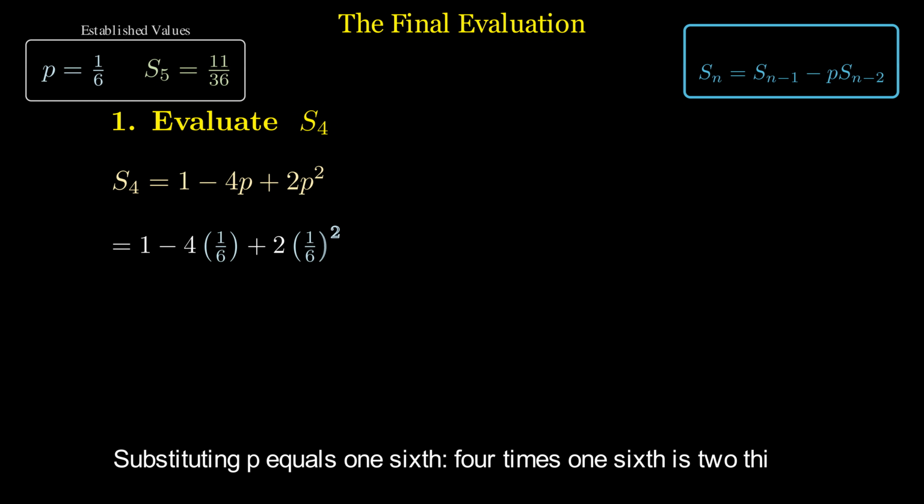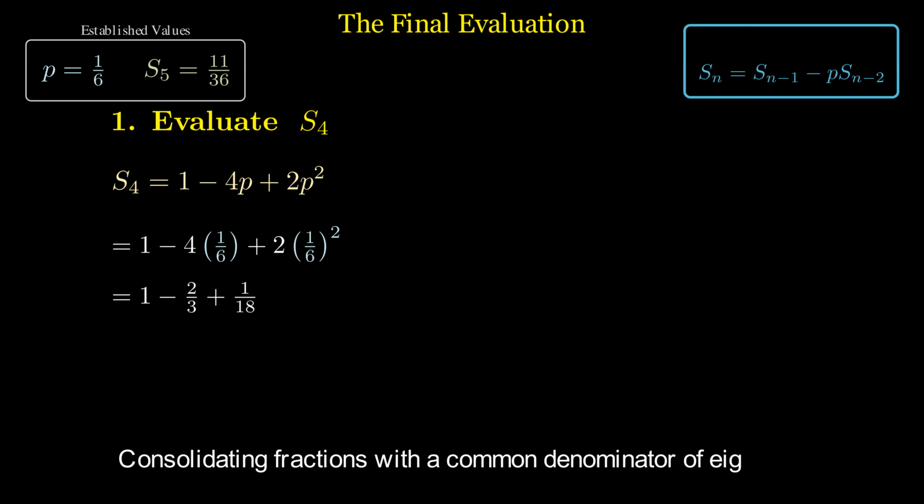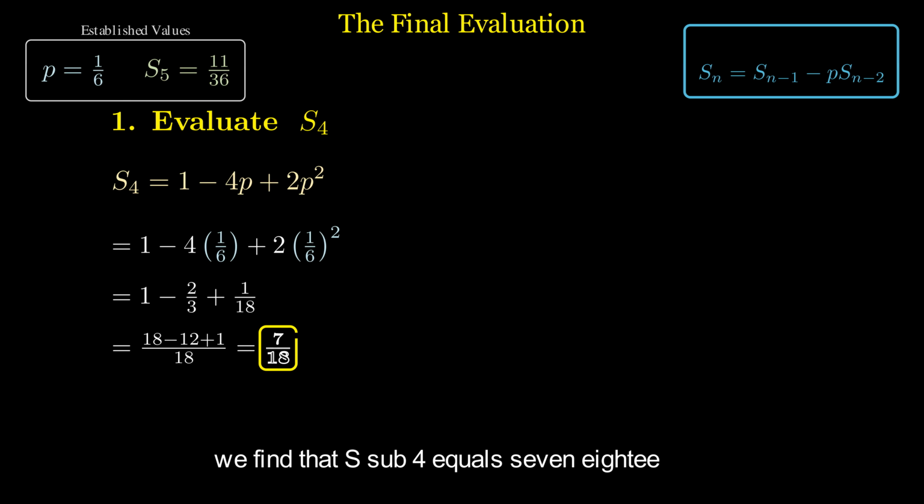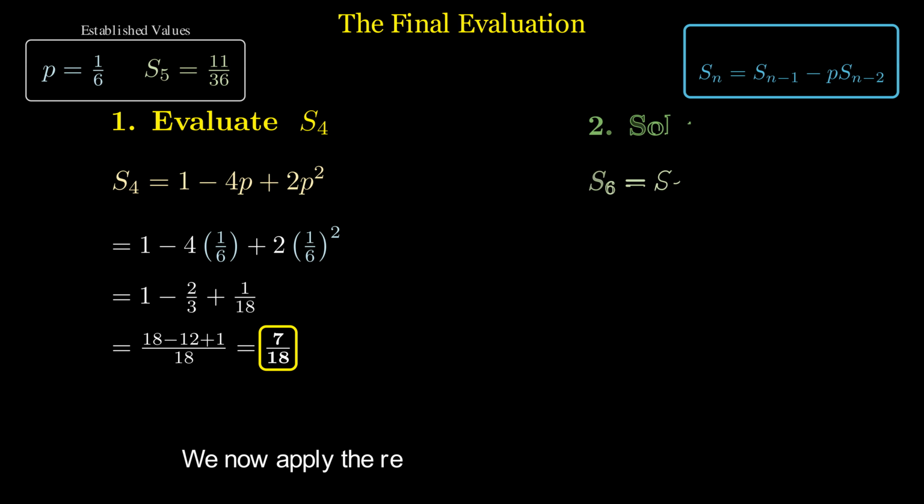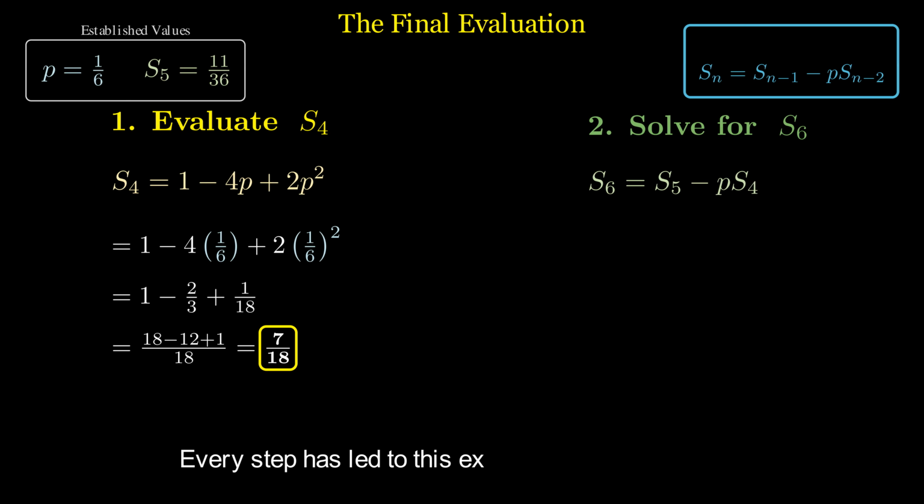Substituting p equals 1/6, 4 times 1/6 is 2/3, and doubling the square of 1/6 yields 1/18. Consolidating fractions with a common denominator of 18, we find that S sub 4 equals 7/18. We now apply the recurrence relation one final time. S sub 6 equals S sub 5 minus p times S sub 4. Every step has led to this exact structural alignment.